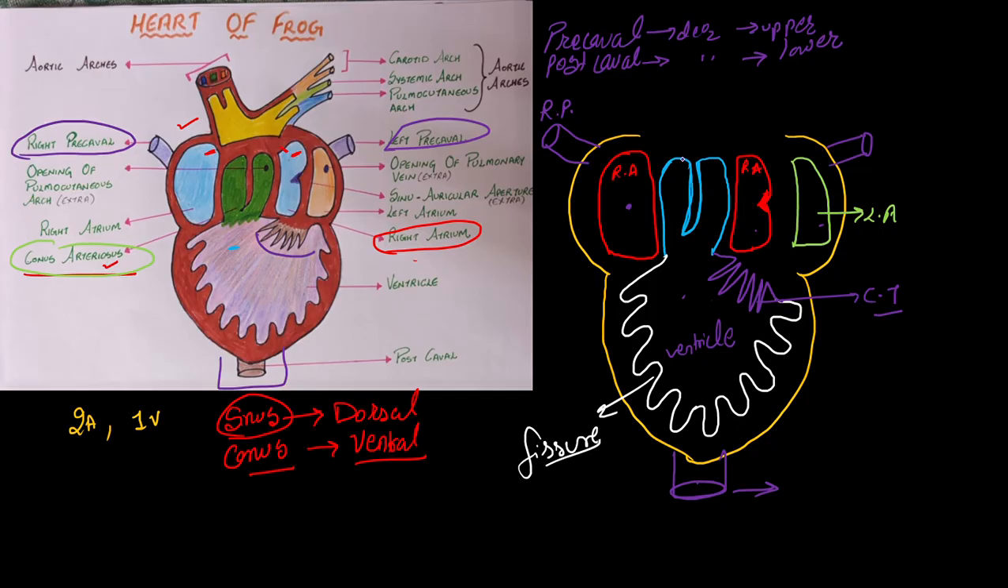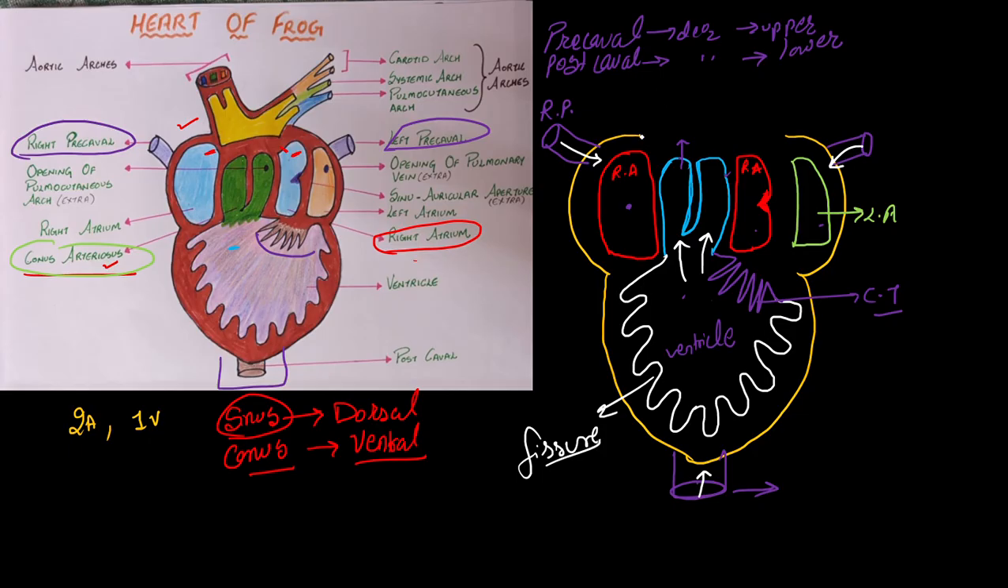Okay, from conus arteriosus what will happen? The blood will be moved out. I forgot to draw arrow over here, but you should draw. Okay, let me just mention it over here. So blood is going to enter here, blood is going to enter here. Okay, in the postcaval blood is going to enter, it is not going to come out, right? Now from the ventricle, from conus arteriosus, blood has to move out.